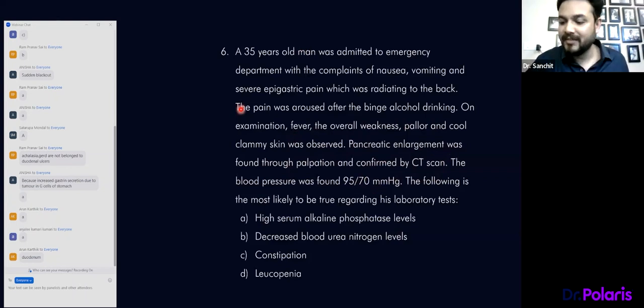Which quadrant in your abdomen? There are 9 quadrants. Which quadrant will you find the pancreas in? Simple things. Come on, write it down. This is very, very simple. My question after this is more dangerous. So anyone, which quadrant do you find the pancreas in? Solely.